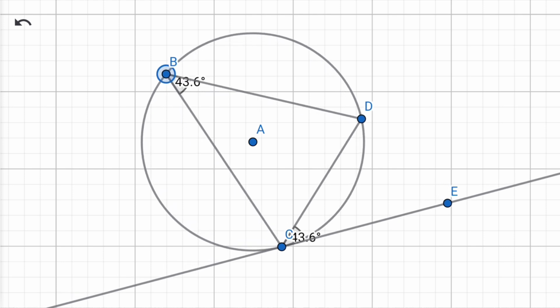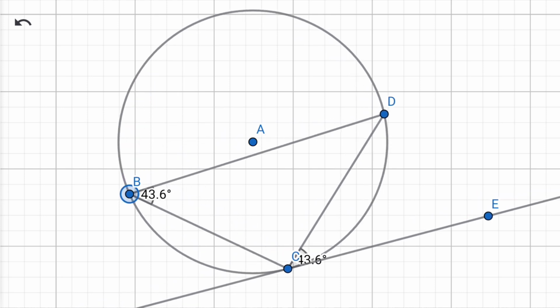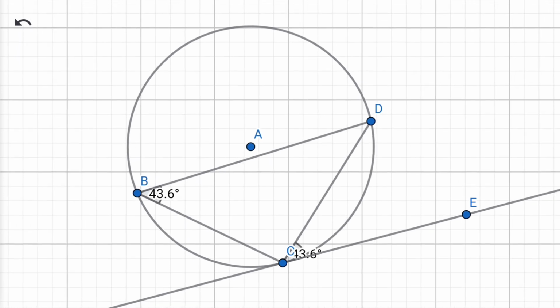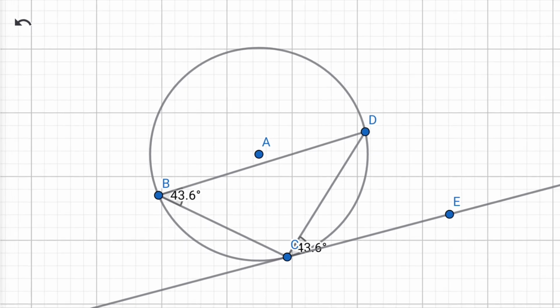Now be careful with this. The angle in the alternate segment can be anywhere on the circumference, and the alternate segment theorem still applies. As long as the angle is in the opposite segment from the tangent and chord, it's equal to the angle between the tangent and the chord. So again, angle ECD equals angle CBD, no matter where that angle on the circumference is placed.